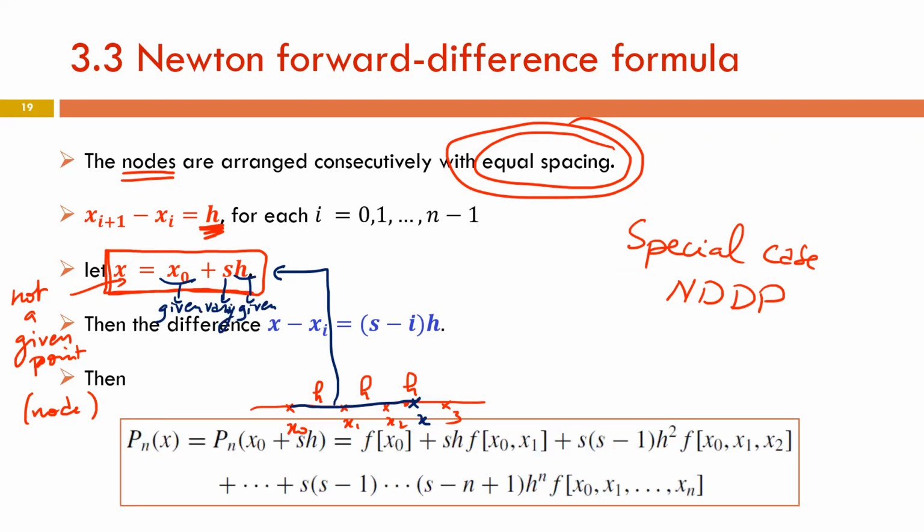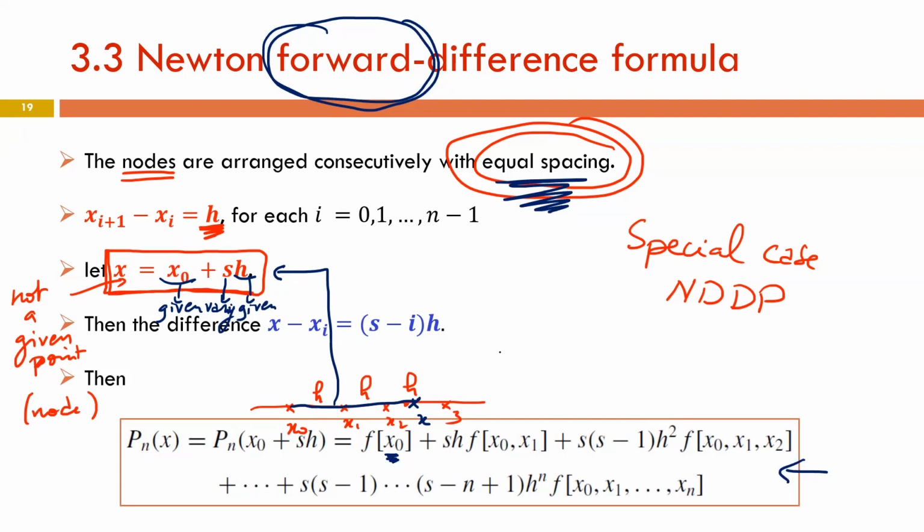And in this case, we can rewrite the NDDP polynomial in this way. So this is a new formula for the special case of equally spaced points in a forward way. In a forward way, starting from x0. We'll see other ways. We'll see why we have other ways also. So, forward difference, we always start with x0, the smallest point. And this is the formula.